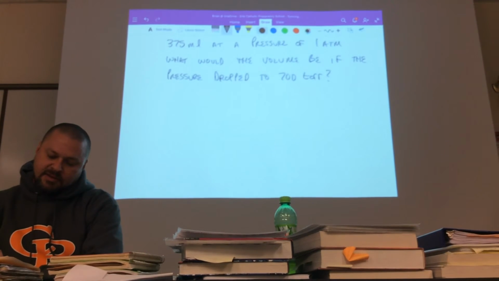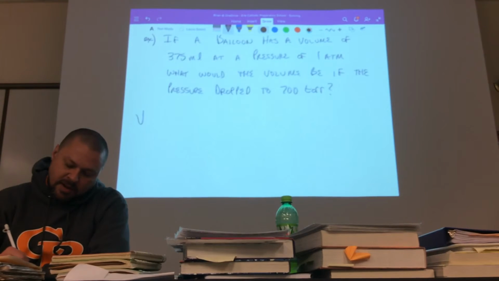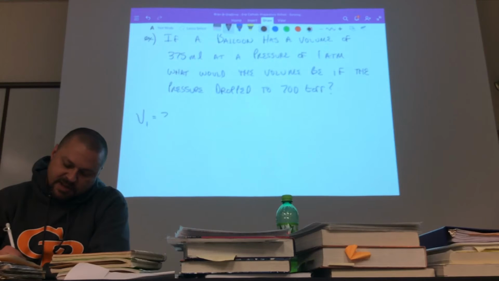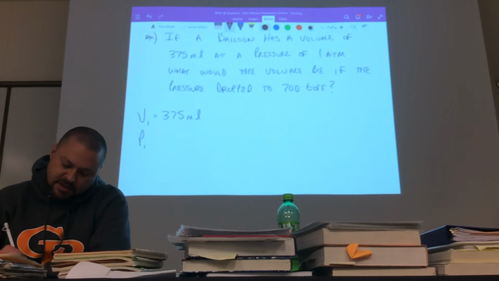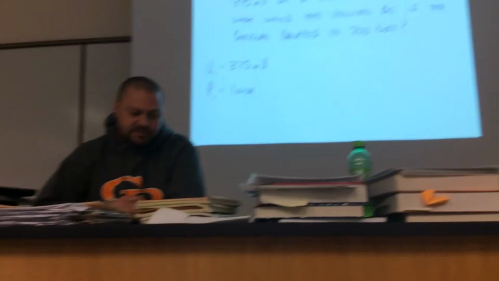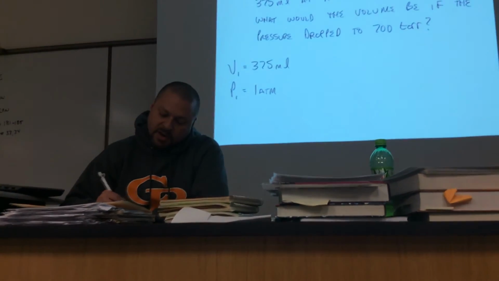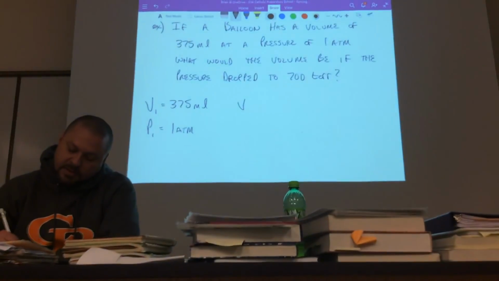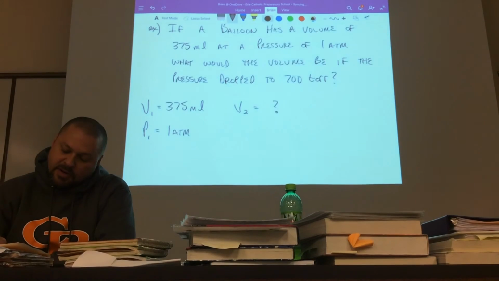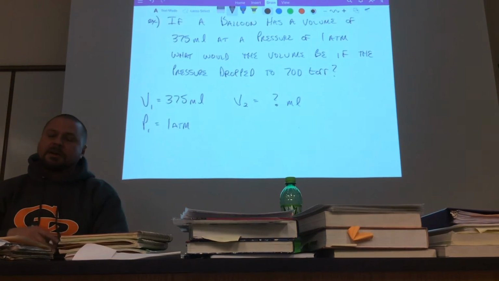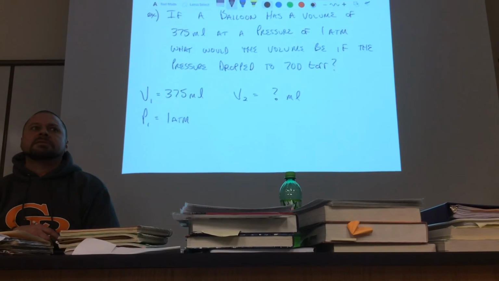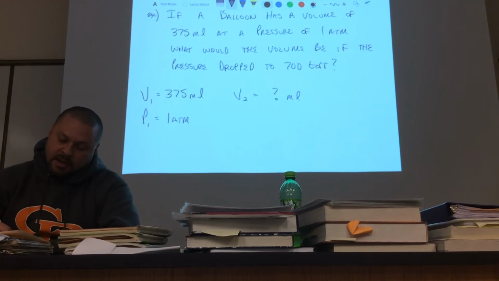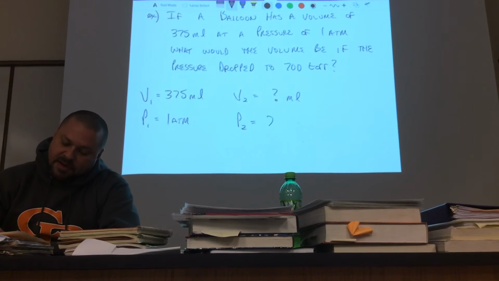Well, let's get this out. So first of all, we had an initial volume of 375 milliliters, and an initial pressure equal to 1 atm. I want to know what the final volume will be, V2. I don't know that, but I do know that the units should come out in milliliters because they have to agree. If I was given liters, then they would come out in liters. And the second pressure they said is 700 torr.